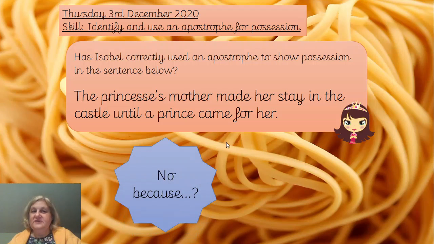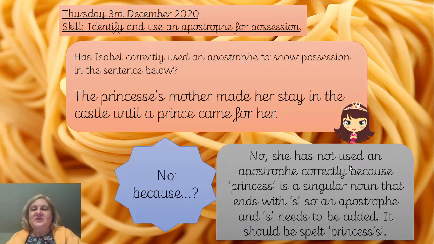No, alright, so we're on the right track. She's not used that apostrophe correctly because princess is singular, so there's not more than one of them. It ends with an S, so the S needs to be added. It should be spelled princess's, a little bit like Charles's castle, princess's mother rather.